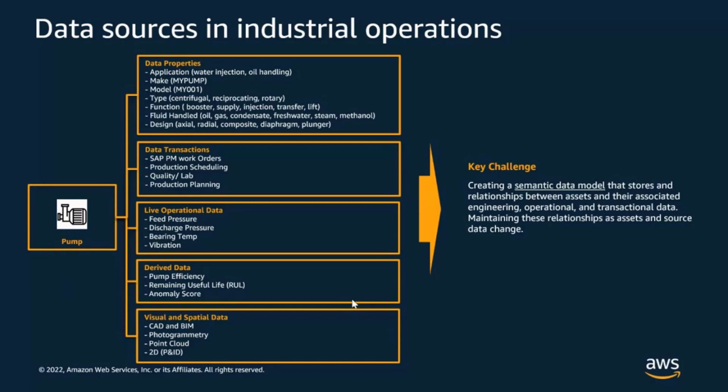You have transactional data associated with that pump. That's things like work orders, production scheduling, and production planning. You have the live, or if you want to call it the IoT data, that's coming from sensors, SCADA equipment, things like pressure, temperature, vibration, etc. You have the derived data, which we talked about. So that's the synthetic data coming either from models that you've trained using AI/ML or models that exist from a computational perspective. And then finally, you have that visual and spatial data. Again, we talked about 3D, but you could be talking about 2D as well here, PNID diagrams and so on. All of these are valid sources of data that you want to bring into that digital twin interface.